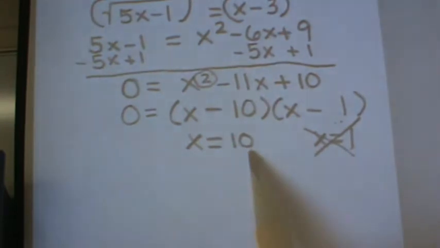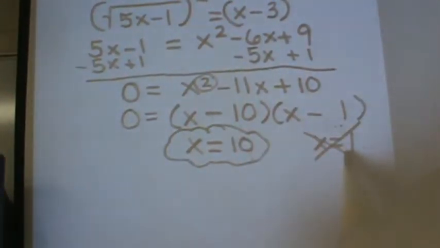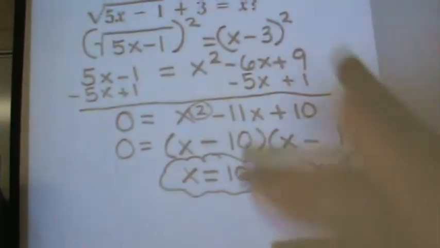10 does work. 5 times 10 is 50. 50 minus 1 is 49. The square root of 49 is 7. And 7 plus 3 is indeed 10. So this one works. This one's called extraneous. It didn't work. So now I want you on your calculator.